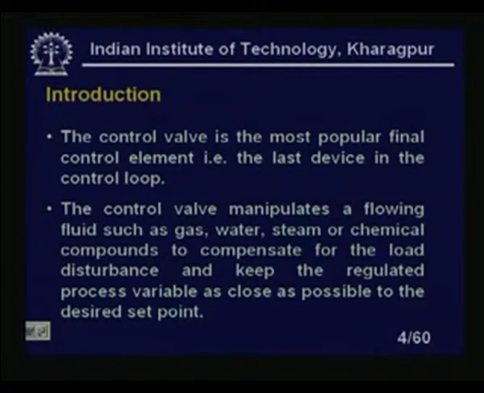I will measure the actually existing flow. If it is more than the set point, I will reduce the flow through the pipe with the control valve. If it is less than the desired value, I will open it so that more flow can go. That is the reason we call it a final control element in any process. The control valve manipulates a flowing fluid such as gas, water, steam or chemical compounds to compensate for the load disturbance and keep the regulated process variables as close as possible to the desired set point.